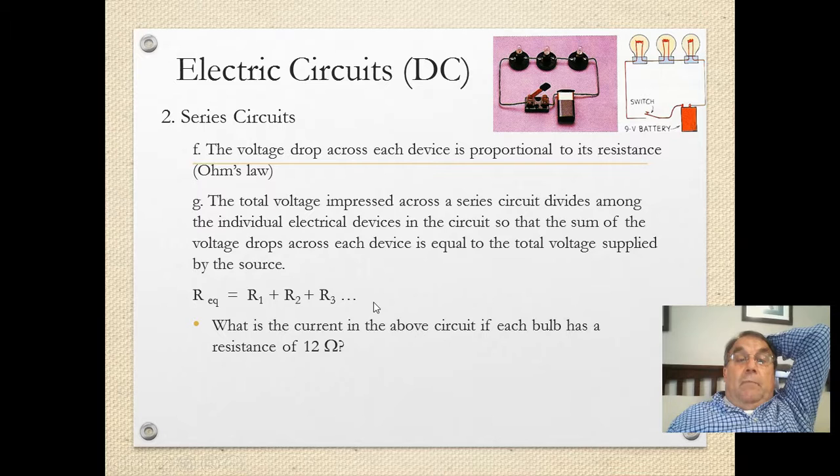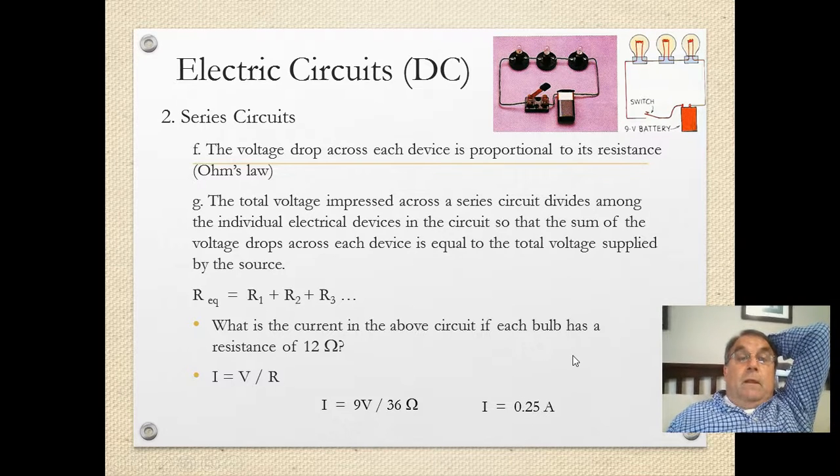If we look at this circuit here, if each of these bulbs is a 12 ohm resistor, what would the current be? We see it's a 9-volt battery, so we merely take that 9 volts and divide it by 12 plus 12 plus 12. 12 plus 12 plus 12 is 36. 9 divided by 36 is 1/4. So the current would be 0.25 amps.